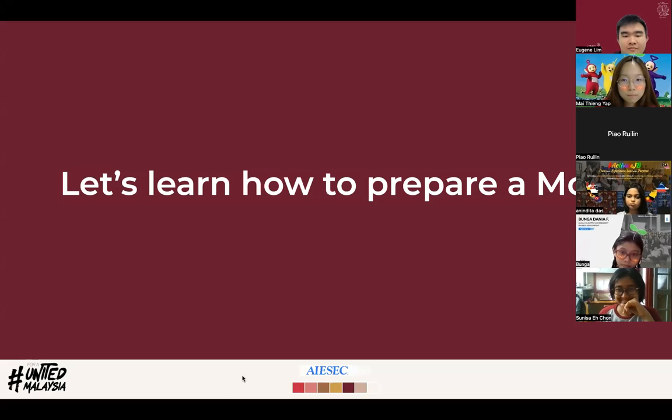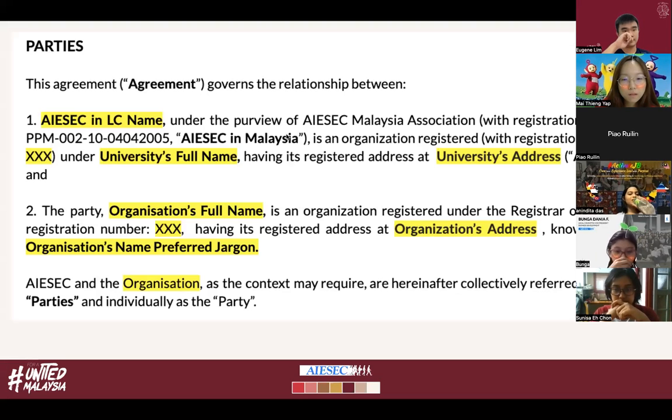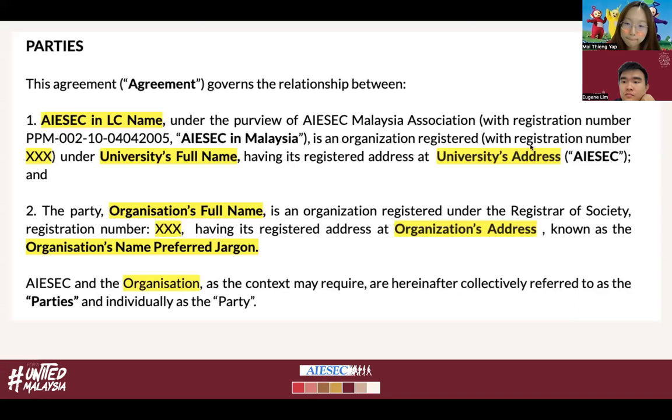This is Eugene. Okay, so now I'm going to explain a bit about how to prepare an MOA. So let's move to the next slide. The first thing that you'll always see in the MOA is this part, which is kind of the introduction part.